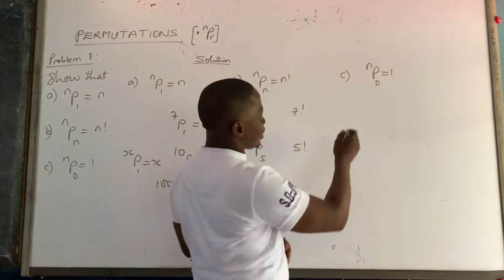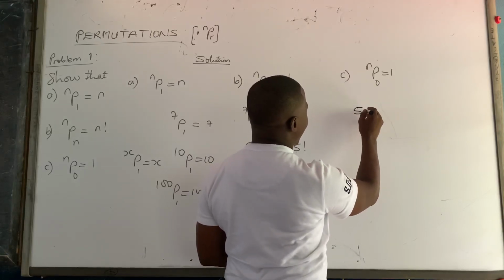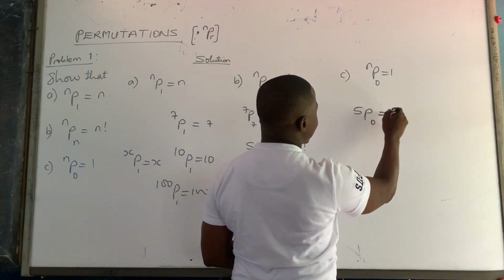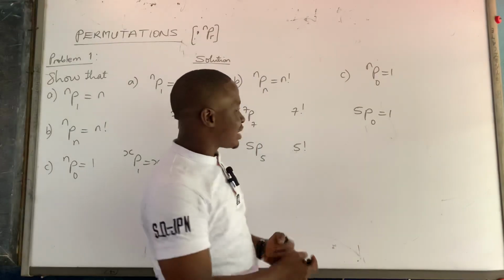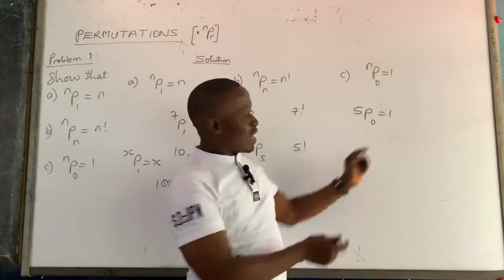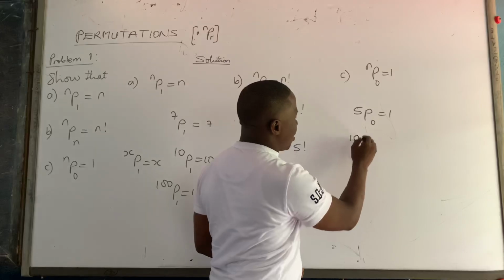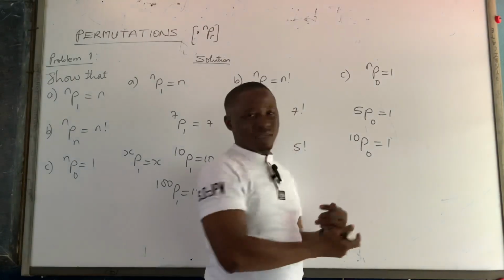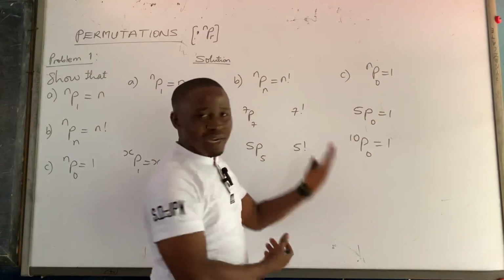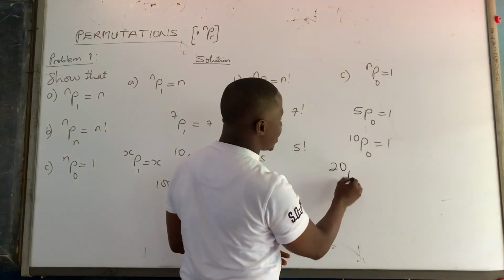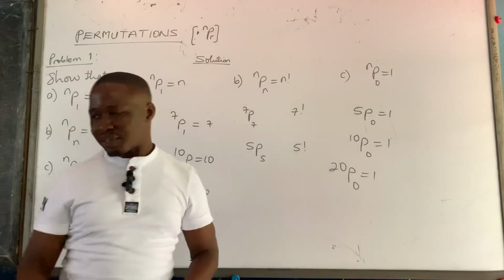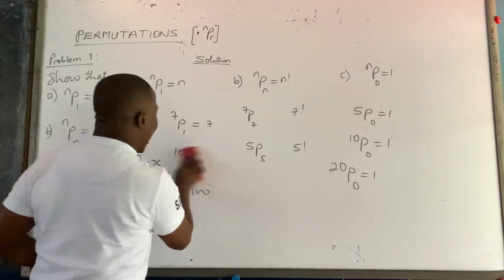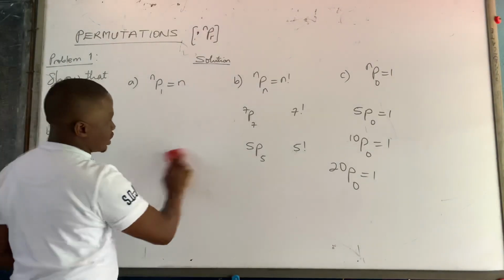Again, the third one, we want to show that n permutation 0 is equal to 1. So this means if we have 5 permutation 0, the result is just 1. It is interesting that 5 permutation 0 is 1. How about if we change this to 10 permutation 0? It is still 1. Even if we keep increasing the number to 20 permutation 0, we still get 1. This one is very, very interesting. Now let us see how we prove all this.